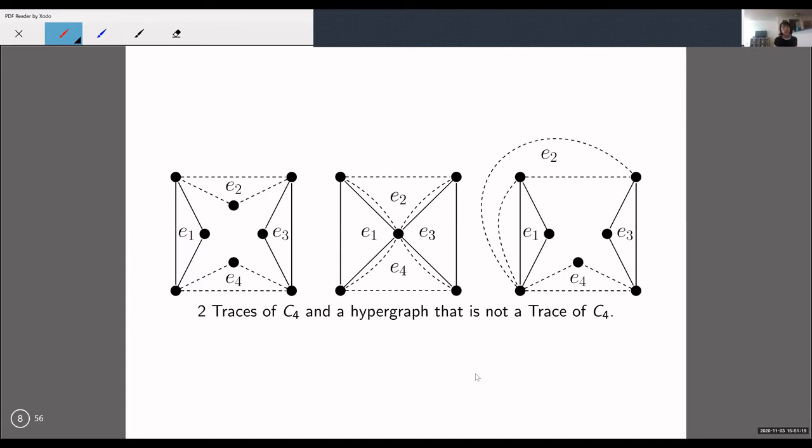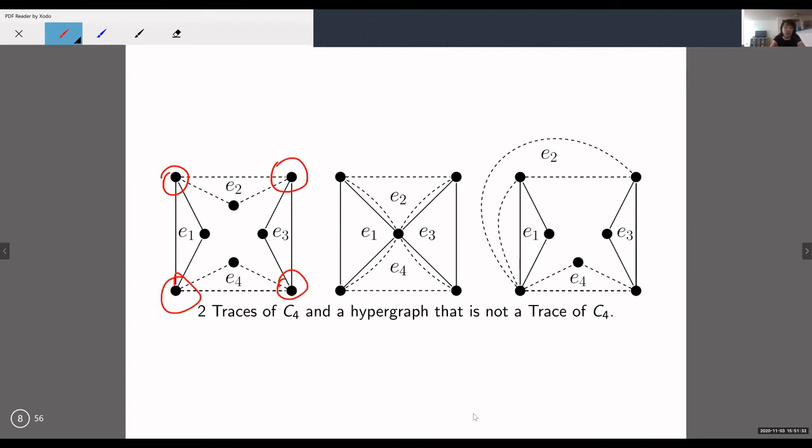Here are some examples. These are 3-uniform hypergraphs, and these vertices that I'm circling are going to be called our representative vertices. In the first 2 examples, we have 2 different examples of traces of C4. This third example over here is not a trace of C4, because, for instance, if I look at edge 2, it contains 3 of these representative vertices. Okay, so hopefully the definition is clear.